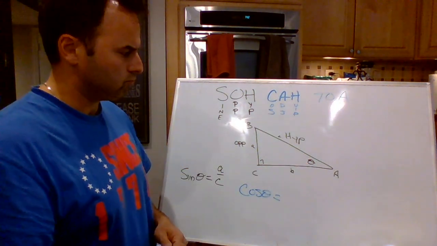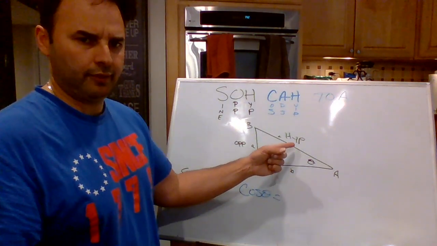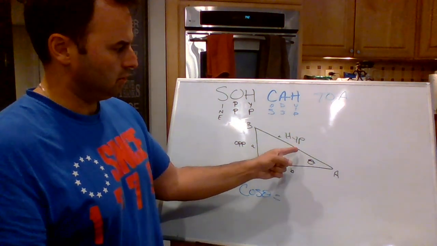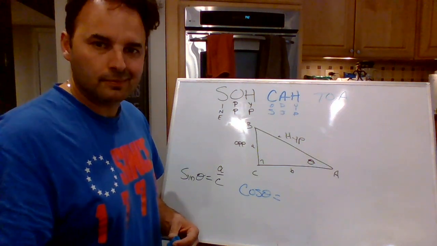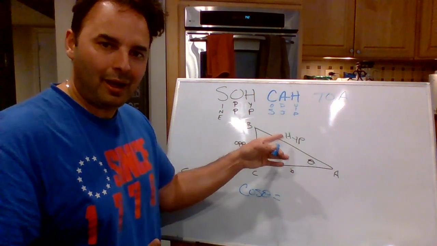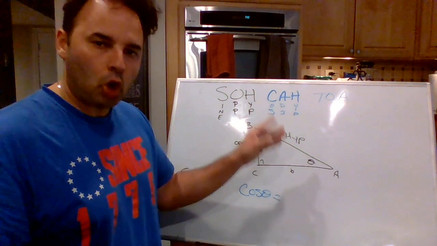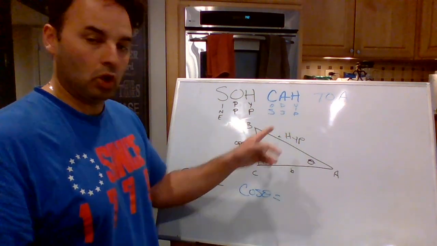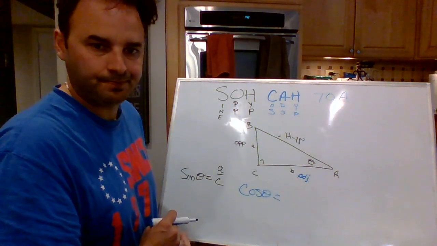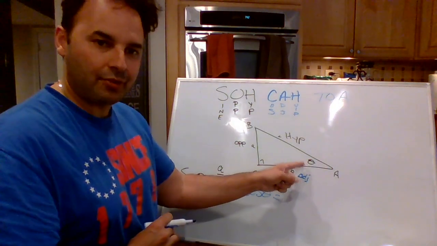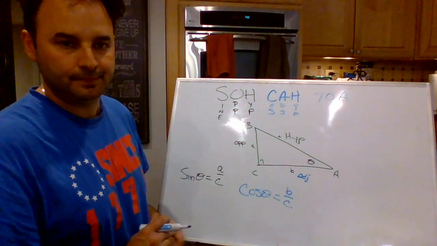Well, here's theta. Which side is adjacent to theta? Wait a minute. I have two sides that are adjacent to theta. This side here and this side here are both adjacent to theta. How do I tell the difference? Yep, we already labeled this hypotenuse. So if that's already labeled hypotenuse, it's not going to be both hypotenuse and adjacent. So the hypotenuse is always the hypotenuse. We can identify the hypotenuse as the longest side across from the right angle. So if that's the hypotenuse, this is adjacent. So therefore, the cosine of theta is the adjacent B over the hypotenuse C.